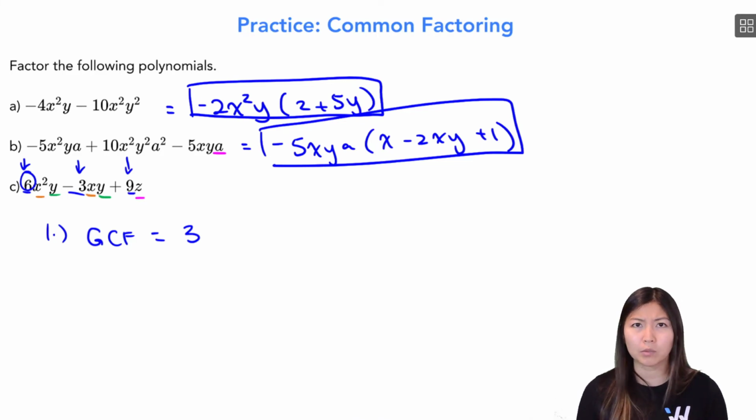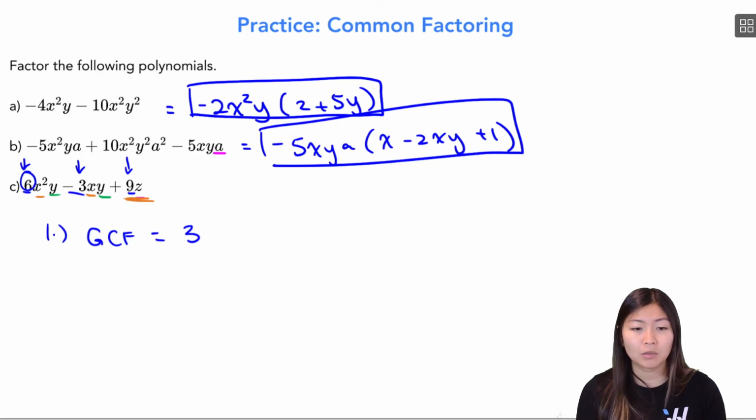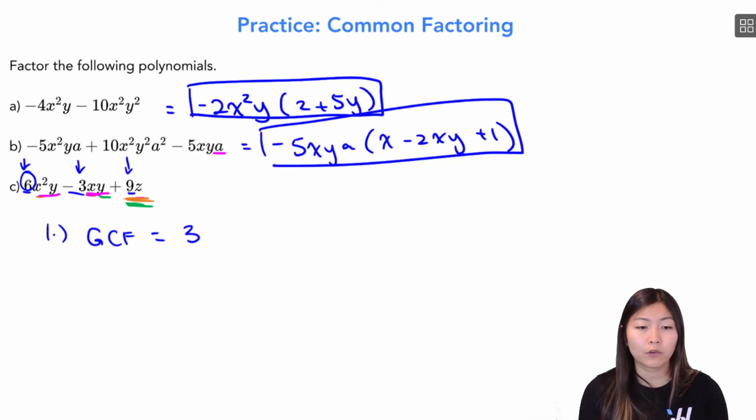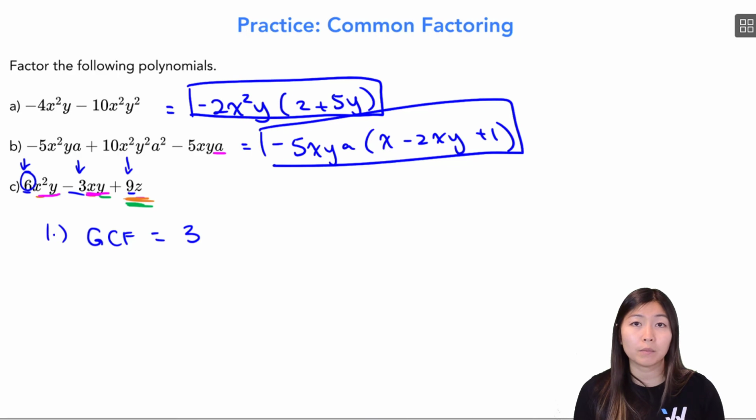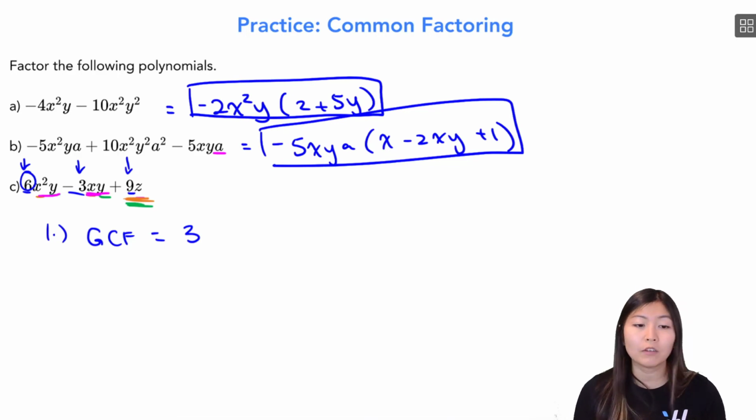How about the variables? How come there's no variables? If you look at the x's, this last term doesn't have an x, so I can't take out an x. How about the y's? Again, this last term doesn't have a y, so I can't take out the y's. How about the z? These first two terms don't have z's, so I can't take them out either. So there's no variable that's in common between all three terms. So the GCF is only the number 3.